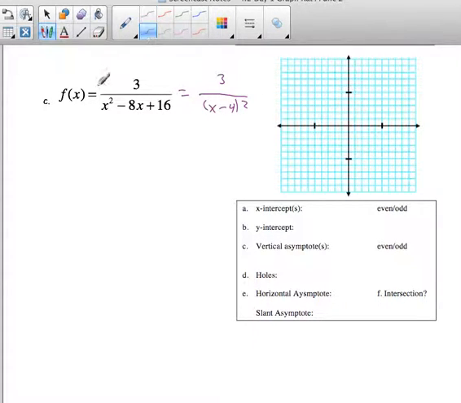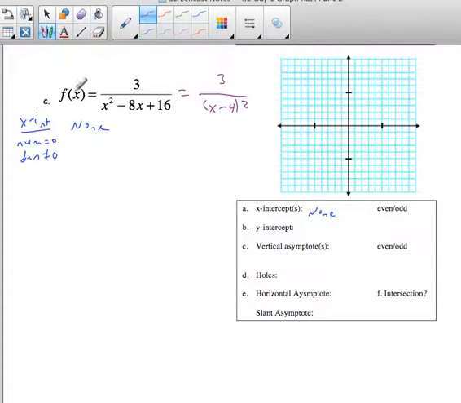To find the x-intercept, we're going to let the numerator equal 0. We're going to find x values that make the numerator 0 and the denominator not 0. In this case, there are none because 3 is never equal to 0.